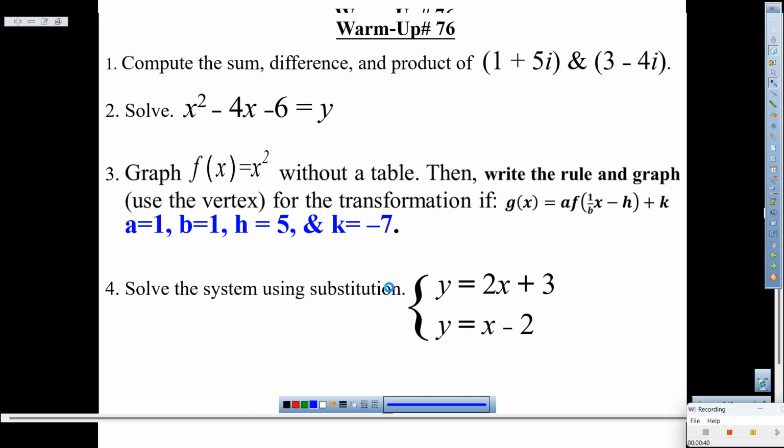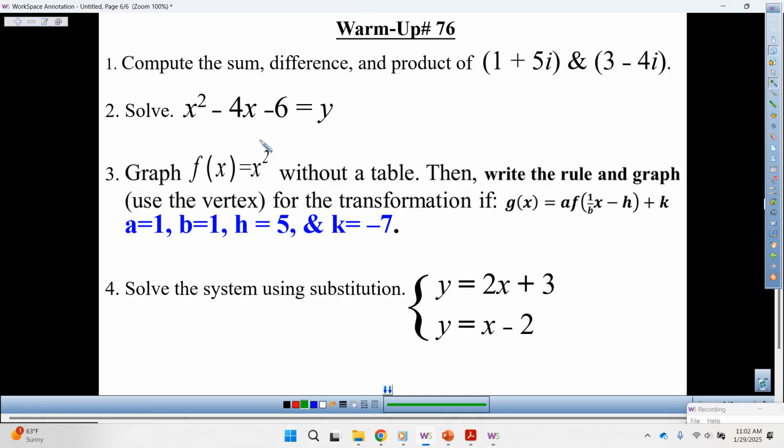For the sake of time, let's go with number 1. Find the sum. So, if we add this plus this, there you go. Start with the constants. What is 1 plus 3? 4. And what is 5i and negative 4i? 1i. Hands if you got that.